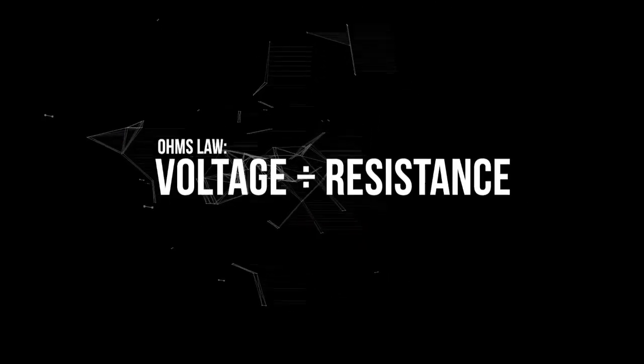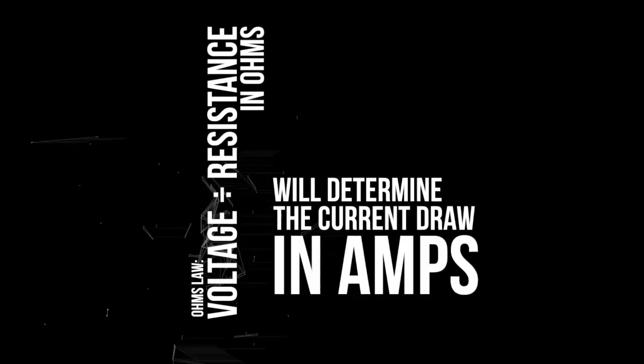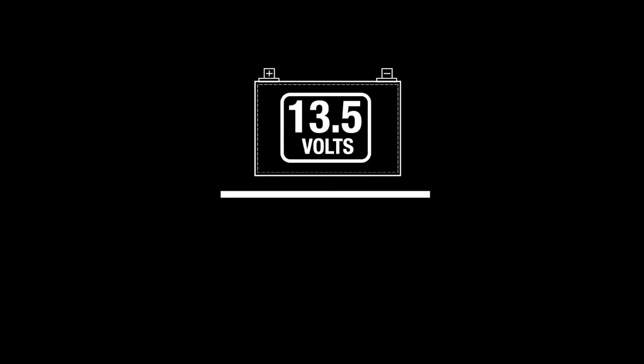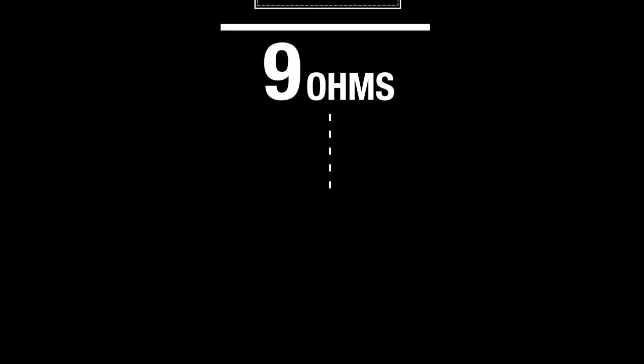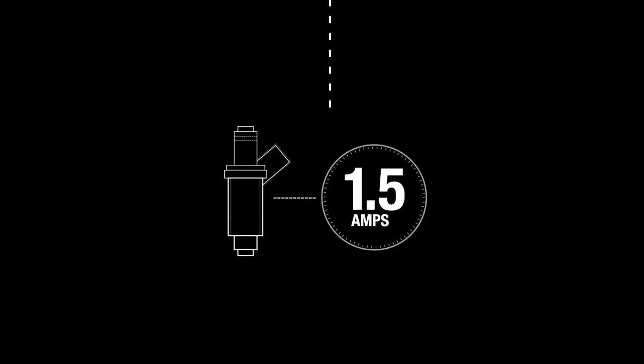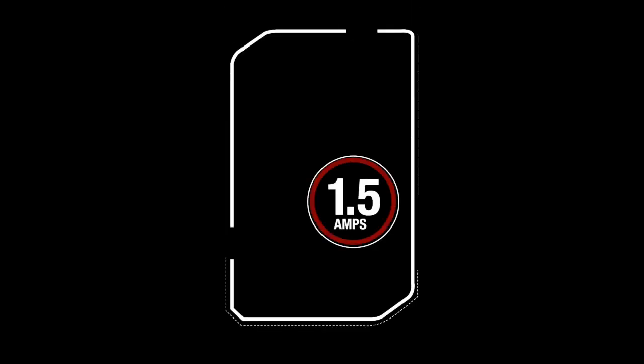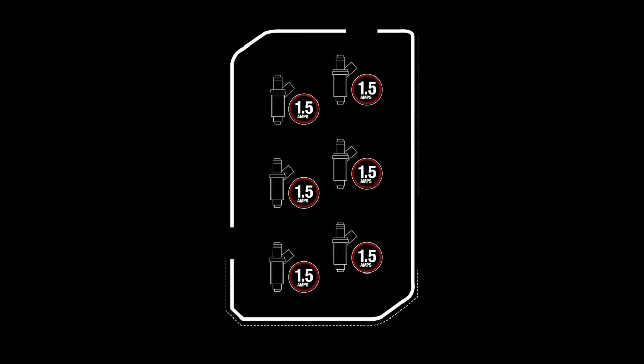Let's use an injector with a resistance of 9 ohms for this example. Ohm's law states that voltage divided by resistance in ohms will determine the current draw in amps. So 13.5 volts divided by 9 ohms equals 1.5 amps. Each injector will draw 1.5 amps at 100% injector duty cycle. If we were controlling 6 injectors, we'd be drawing 9 amps at 100% duty cycle.